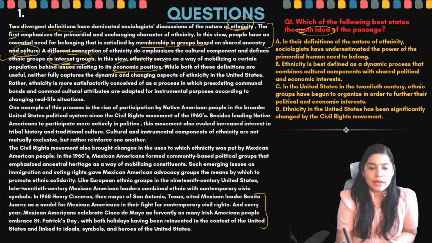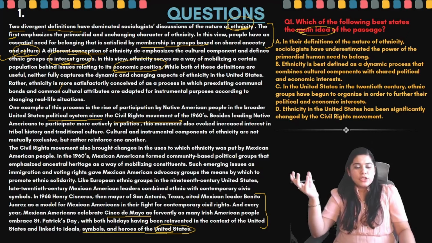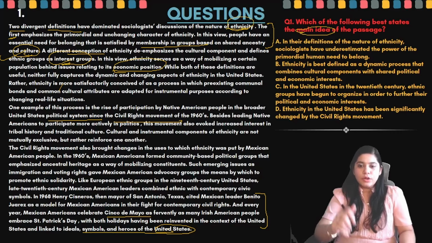Now let's read the last few lines. So here we are talking about how some people also have been part of the political system and were part of the civil rights movement. And one of the movements we are giving as an example is Cinco de Mayo. Every year Mexican Americans celebrate this particular festival as fervently as many Irish American people embrace St. Patrick's Day, with both holidays having been reinvented in the context of the US and linked to ideal symbols and heroes of the United States. So basically, one ethnicity is part of culture, so different definitions of ethnicity and more detail about that. That's what we are discussing.